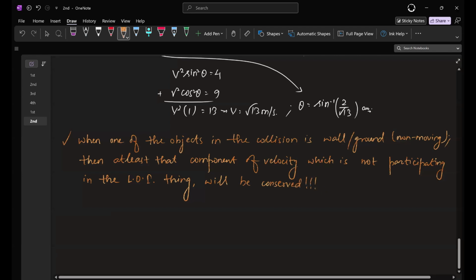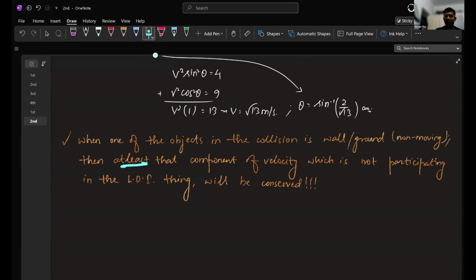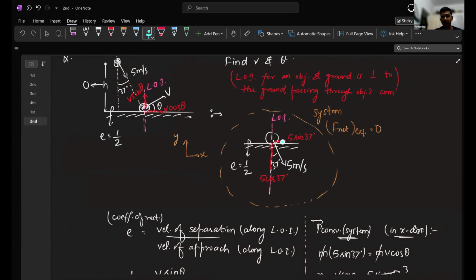See, I have added one more word here, at least. At least that component of velocity. It means both of the components of velocity can also be conserved when the value of e would be equal to 1. When it is a perfectly elastic collision, if e is 1, then velocity of separation and approach along line of impact would also be equal to each other. It means y direction's velocity is again going to be equal to each other. And isn't this exactly what we do in normal kinematics?